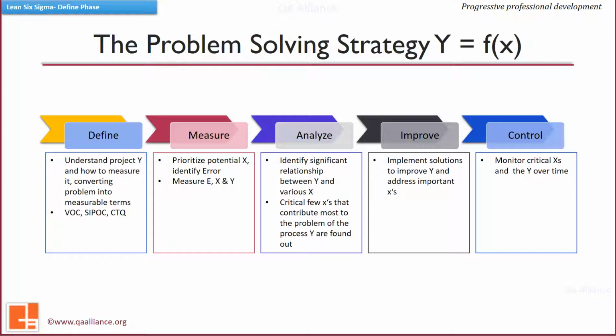These critical X's are monitored and it is checked analytically whether Y has improved or not. Once improved results are established, the control phase starts, in which these X's and Y are monitored so as to sustain the improvement achieved. We can say that the whole improvement strategy revolves around the independent and dependent variables, and establishing a significant relationship between Y and X's is very important.